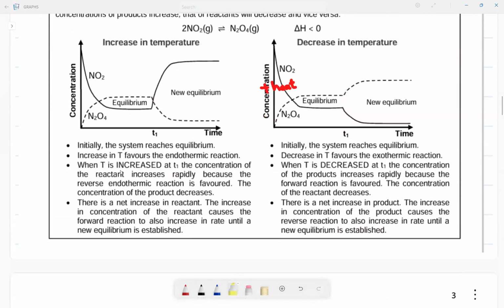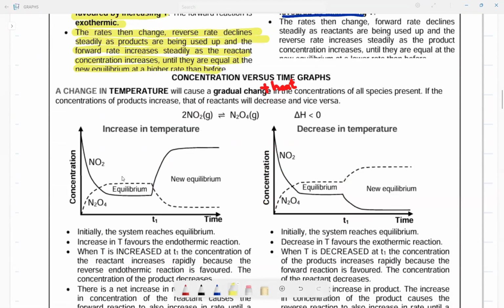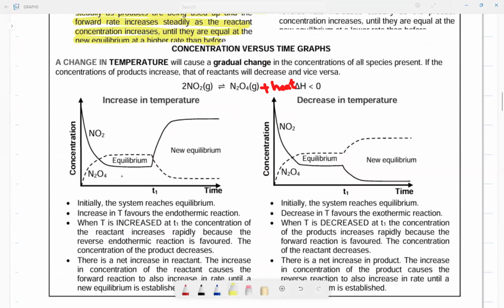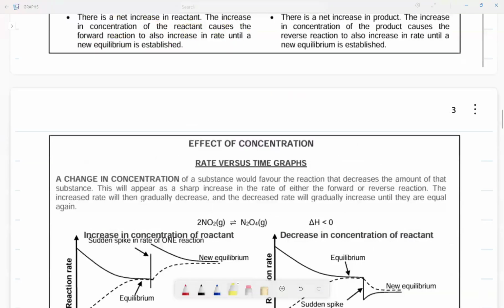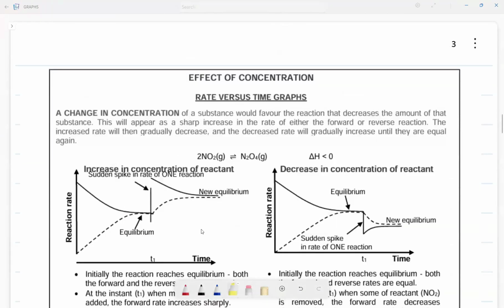This is basically that about the graph and heat there. Now let's leave that here. All drawings. Cool. We can move now. Effect of concentration.